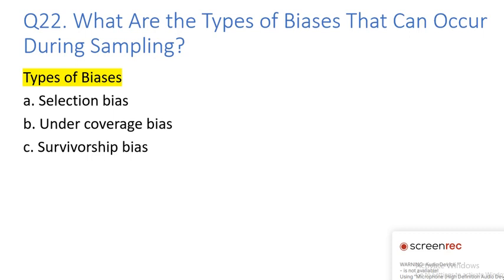What are the types of biases that can occur during sampling? Types of biases: selection bias, under-coverage bias, survivorship bias.